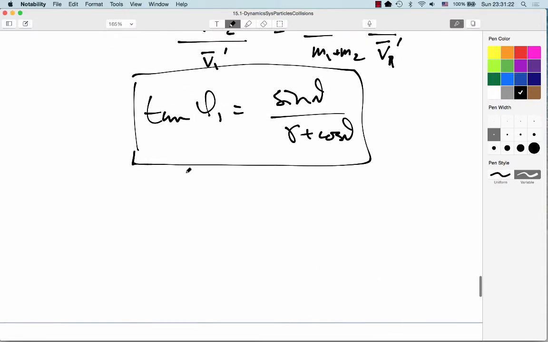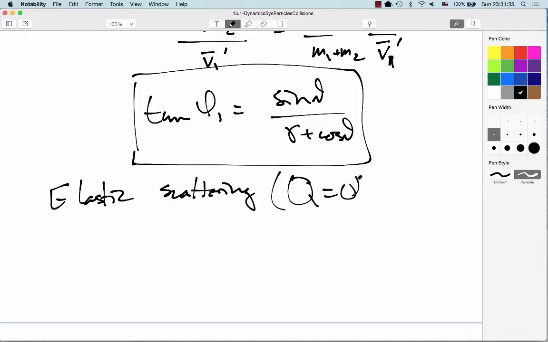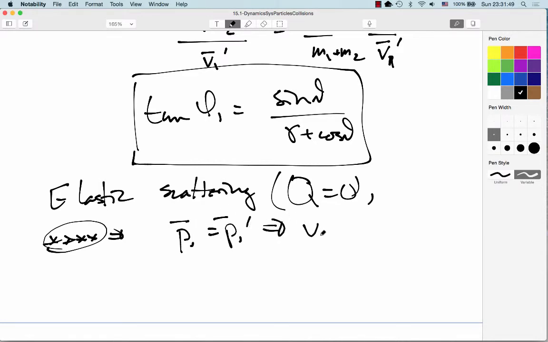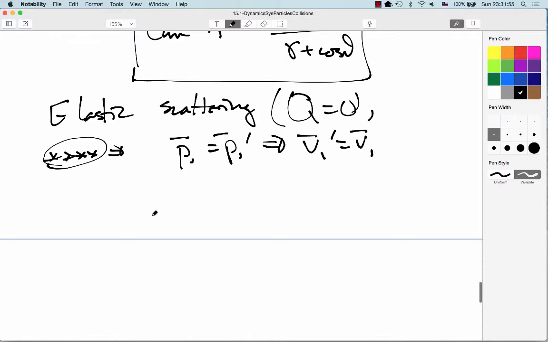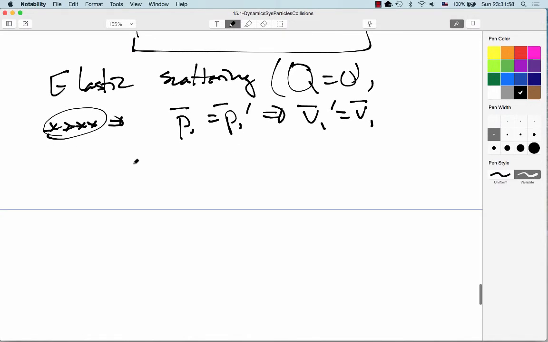Let's go ahead and take a look at elastic scattering. In that case, Q is equal to 0. So quadruple star here will yield for us P1 bar equals P1 bar prime. So that tells us V1 bar prime equals V1 bar. Now we have that V1 bar is equal to M2 over M1 plus M2 V1.